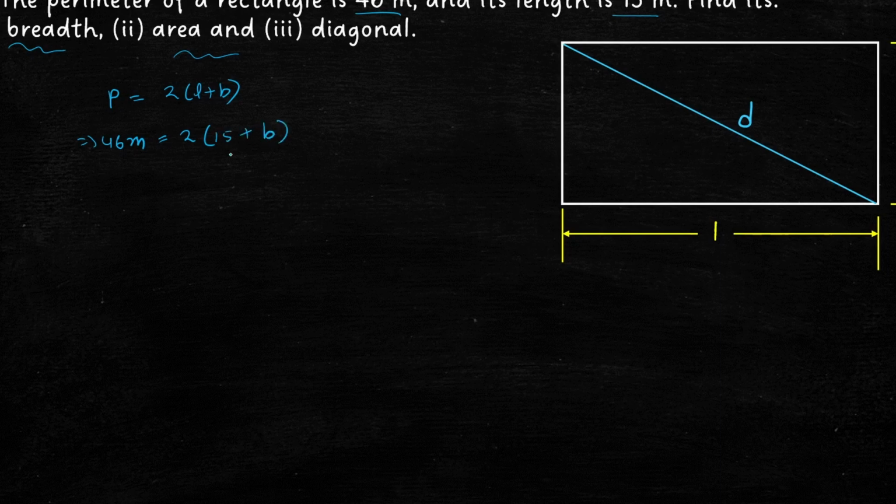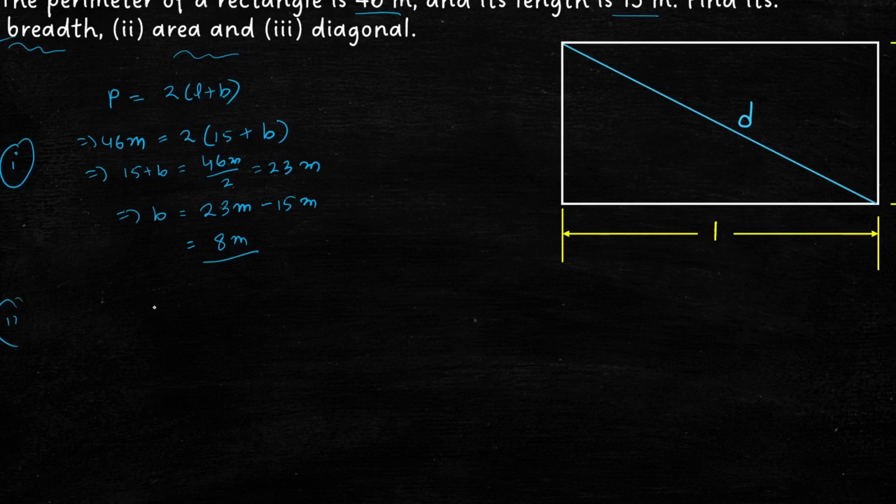Breadth we have to find out, and if you solve this, you will get 15 plus B is equal to 46 meter divided by 2, that is equal to 23 meters, and therefore B is equal to 23 meters minus 15 meters, that is equal to 8 meters. So breadth B is equal to 8 meters. So this is number 1.